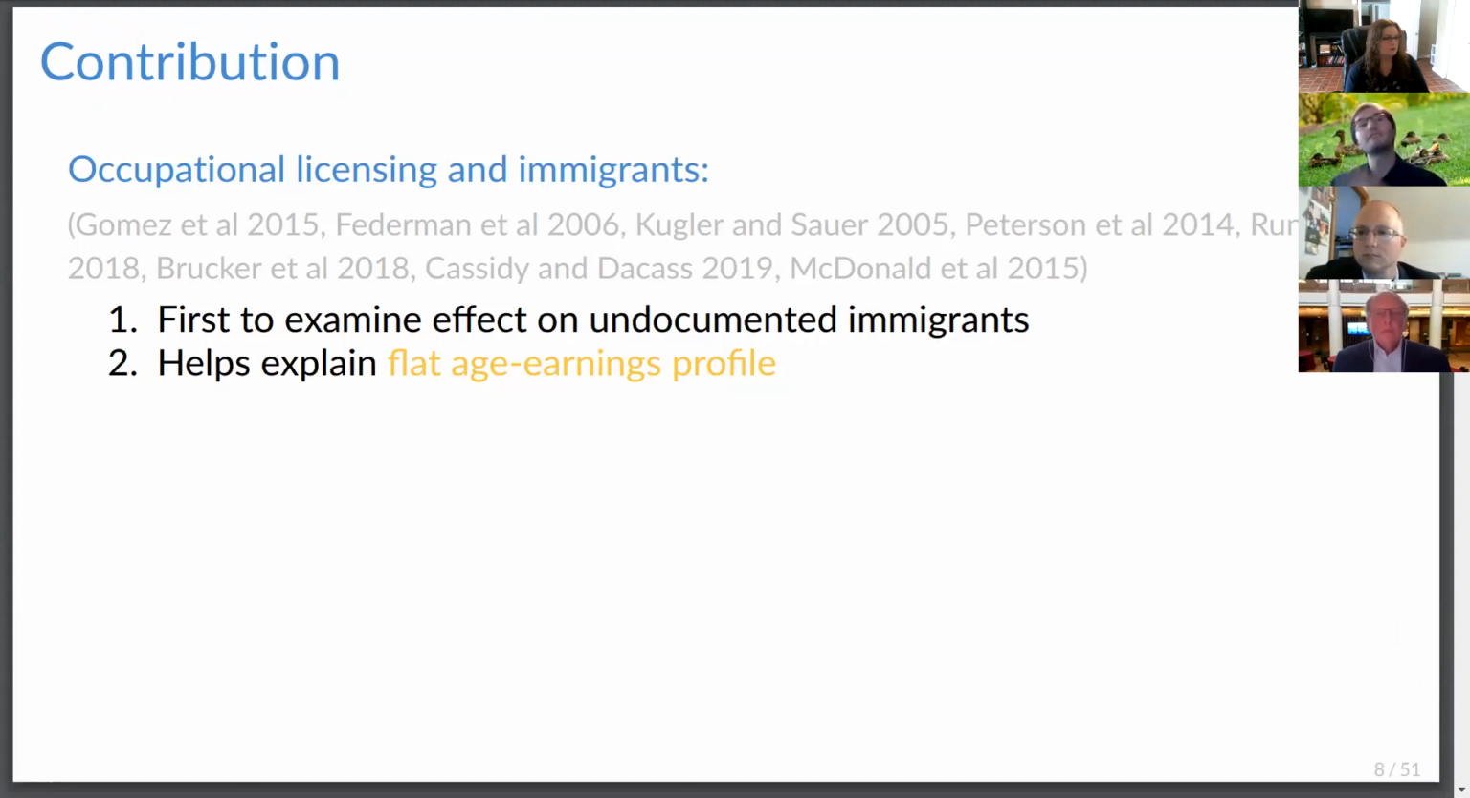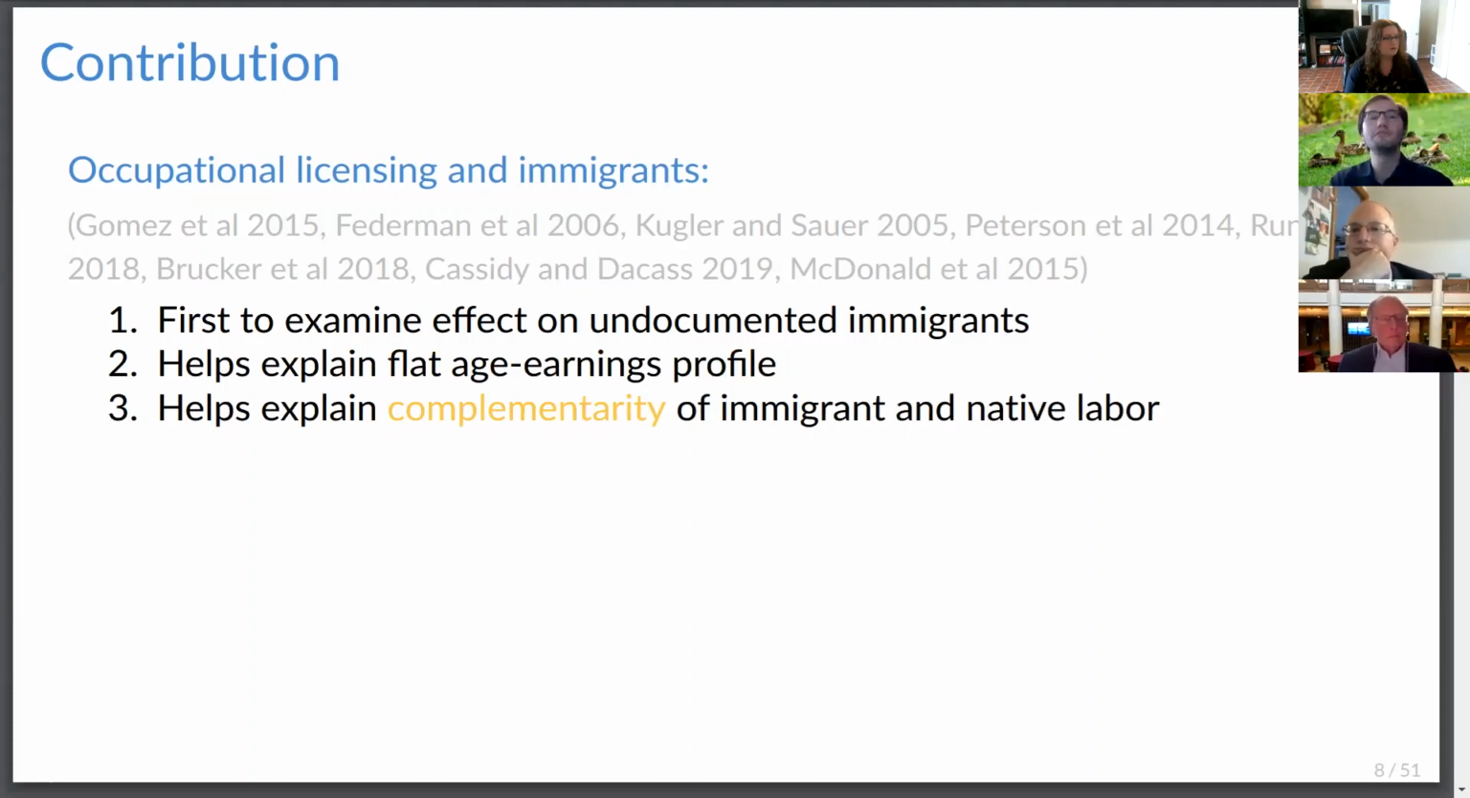The second contribution along these lines is that it helps to explain the flat age-earnings profile, because I will show to some extent that this policy matters both for wages and also for employment in heavily licensed occupations.